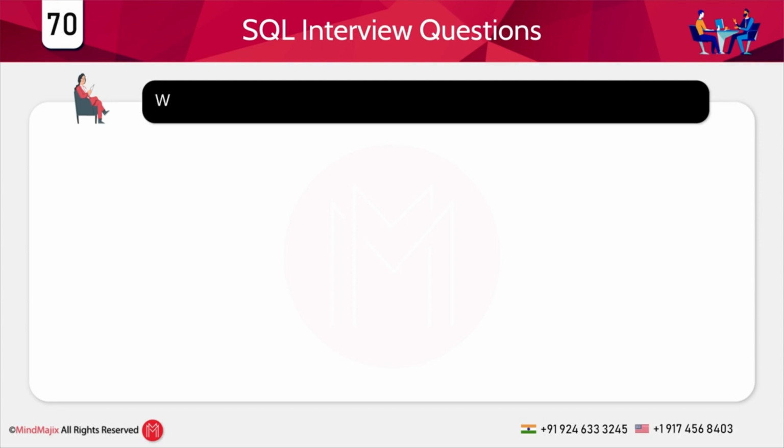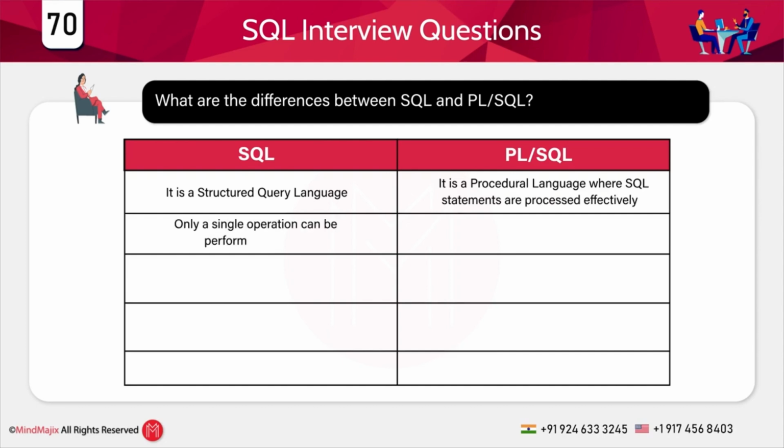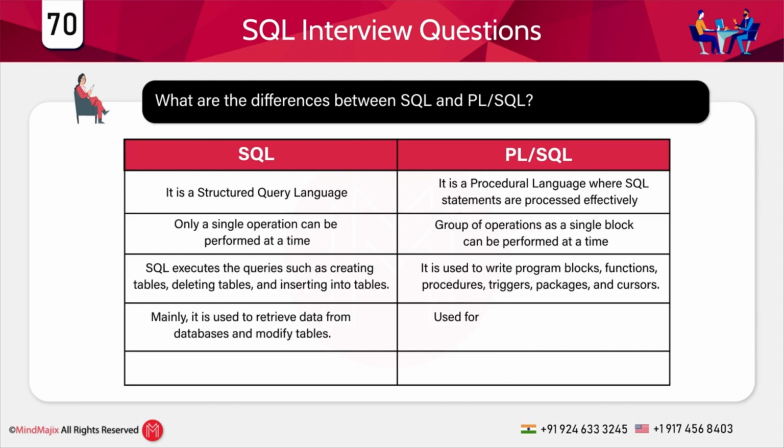This question says, what are the differences between SQL and PL SQL? As you can see on the screen, this is the table which highlights the difference between SQL and PL SQL. SQL is nothing but a structured query language, and PL SQL is a procedural language where SQL statements are processed effectively. In case of SQL, only a single operation can be performed at a time, whereas in case of PL SQL, a group of operations as a single block can be performed at a time.